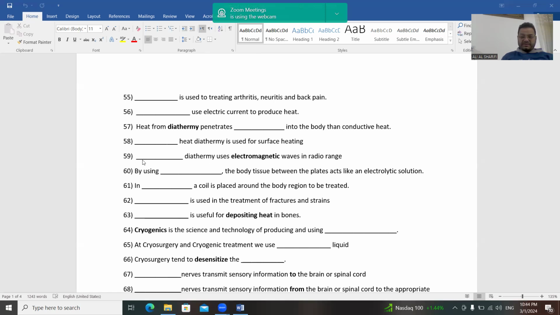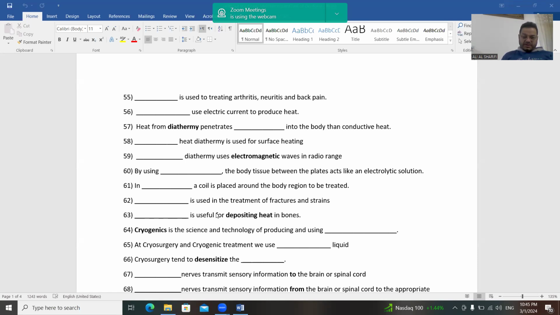You must write its name here in a radio range. By using something, the body tissue between the plates acts like an electrolytic solution. In something, a coil is placed around the body region to be treated. Actually, these few blanks, I wanted the treatment names, okay?